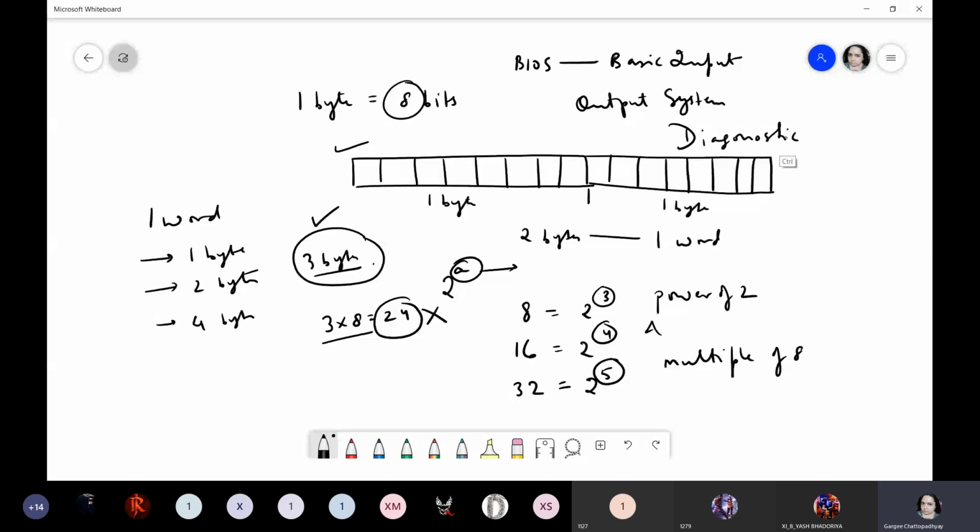Did I write the spelling correctly? No. I think my diagnostic spelling is wrong. Can anybody tell me the correct spelling?